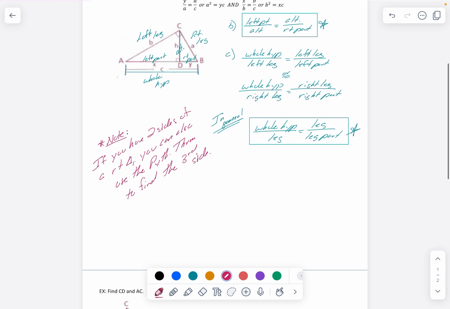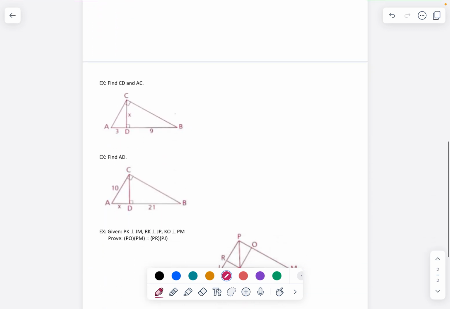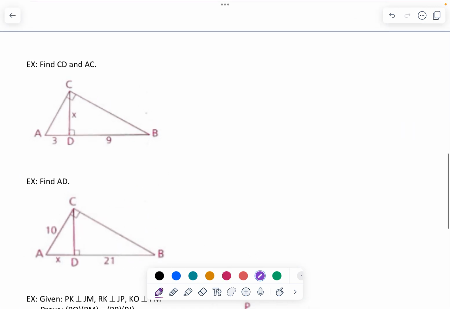So let's see how we're going to do this. What I like to do, first of all, is label my picture. So in other words, left leg, left part, right part, altitude, right leg, whole hypotenuse. Okay, so we've got all the parts here.